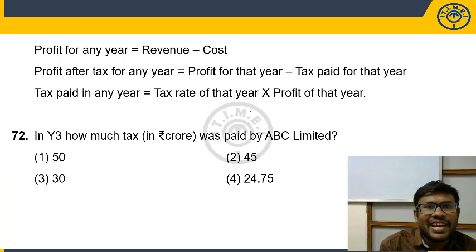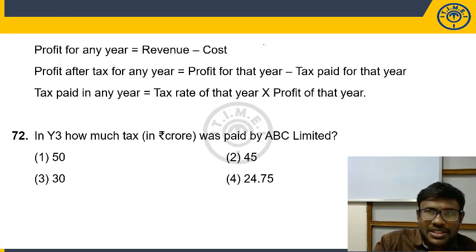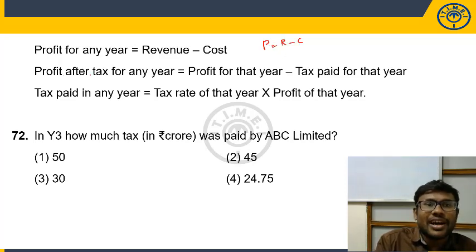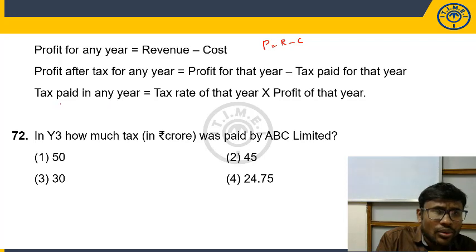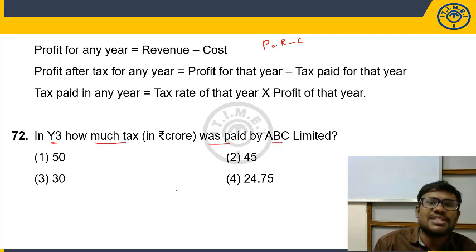And what is the next part? Profit for any year is equal to revenue minus cost. So what is your profit? Profit is equal to revenue minus cost. And profit after tax means profit minus tax paid. And what is tax paid here? Tax rate into profit. So your tax paid is tax rate into profit. Now 72nd question. In Y3, how much tax was paid by ABC Limited?